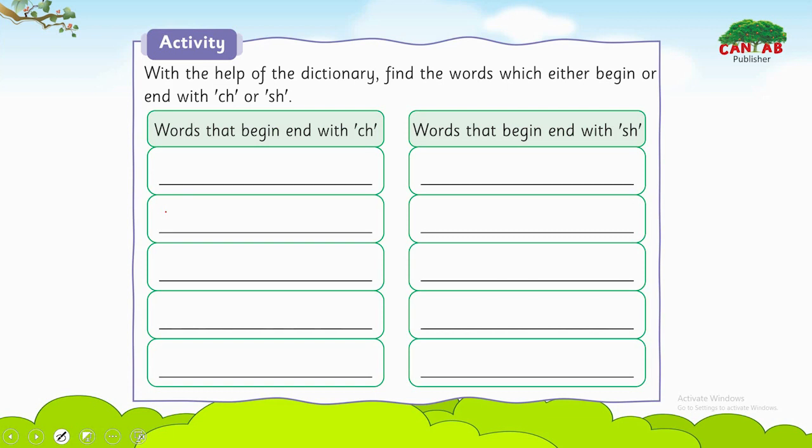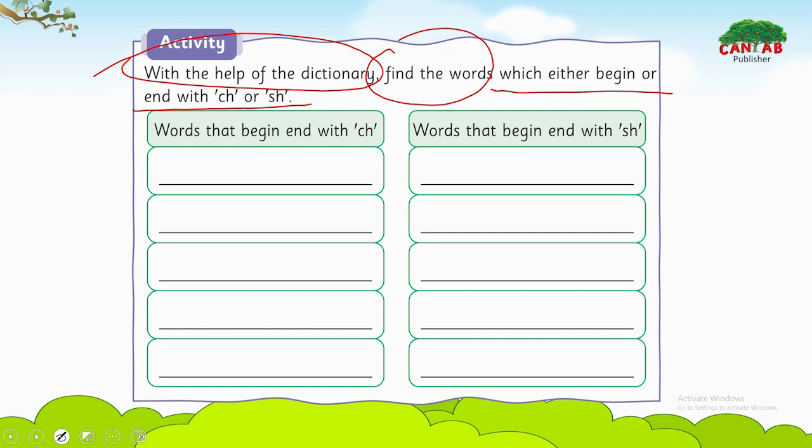Now you have to do an activity. With the help of the dictionary, find the words which either begin or end with ch or sh. There are 5 words you have to write down here for ch and 5 words for sh.